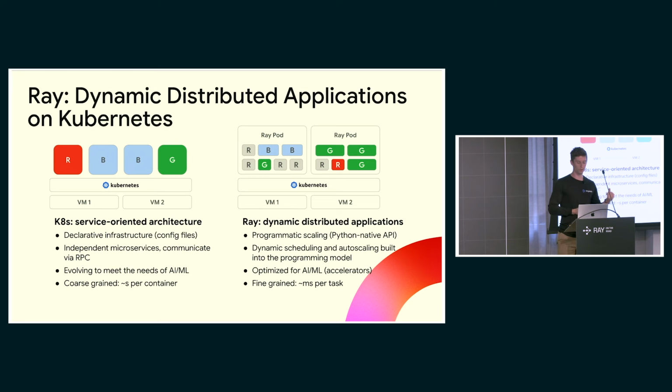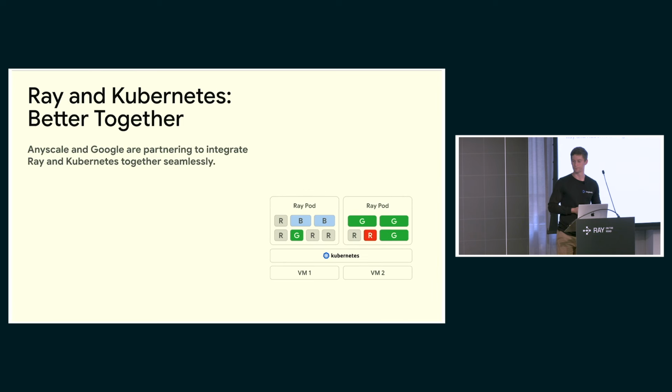So it gives you this programmatic scaling API. It has dynamic scheduling and auto-scaling that are built directly into the programming model. And it's very much optimized for getting the most out of accelerators for AI and machine learning workloads. So we really see Ray as a next step and an evolution of Kubernetes, and we want these two to work together as well as possible.